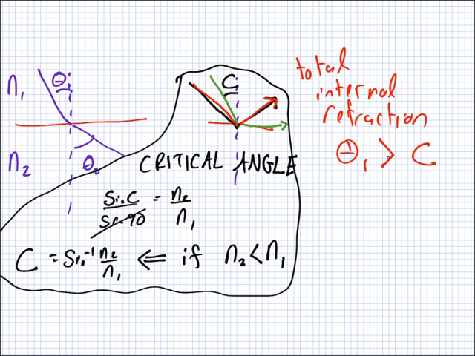This total internal refraction is, I believe, how your fiber optic cables work. Yeah. The light keeps bouncing between the glass internally. Okay, you got that? Right here.